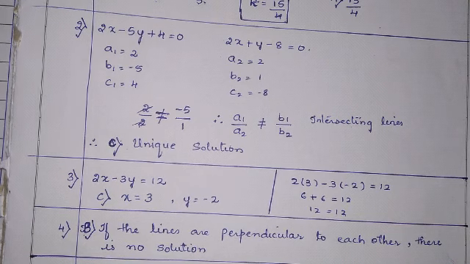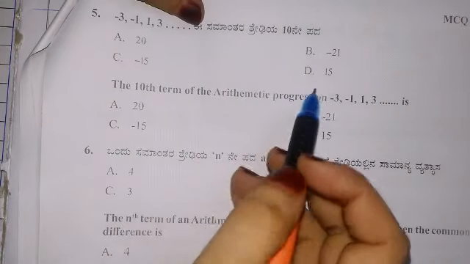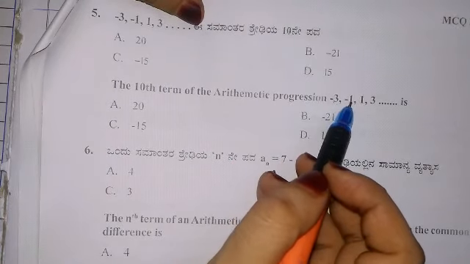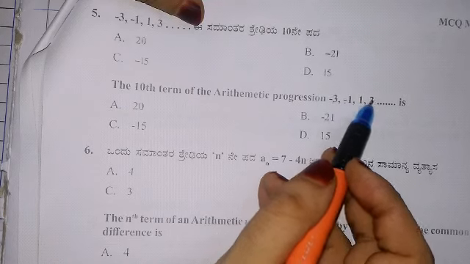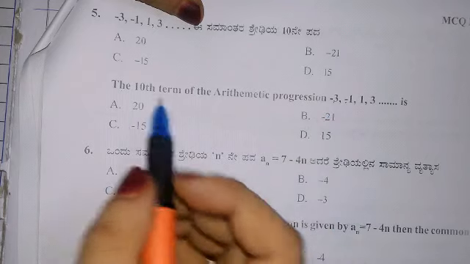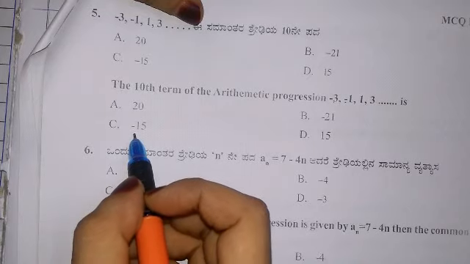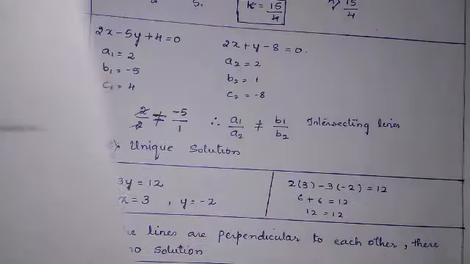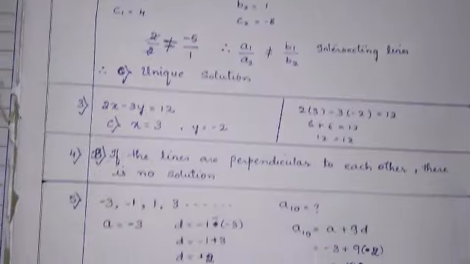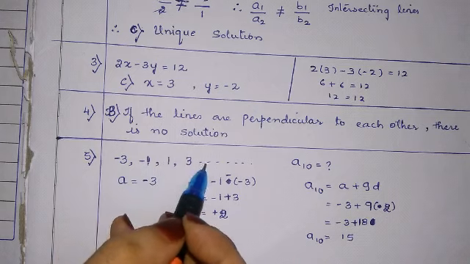Okay, let us see the next question. Question number 5. Here we can see the 10th term of an AP. The AP is given as minus 3, minus 1, 1, 3. Which is the 10th term of the AP? Option A 20, option B minus 21, C minus 15 and D 15. Let us check now.